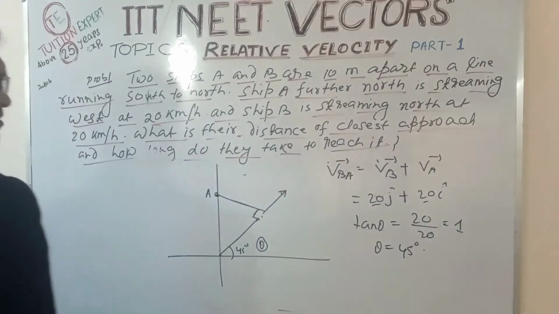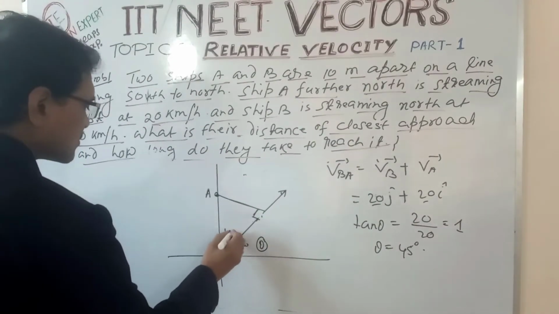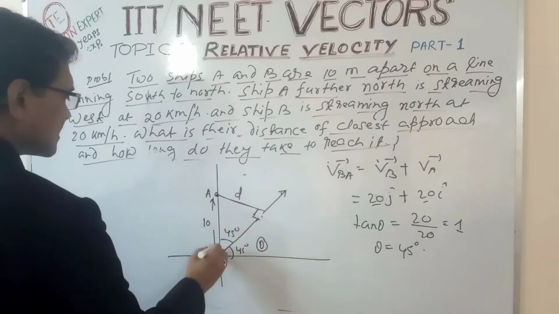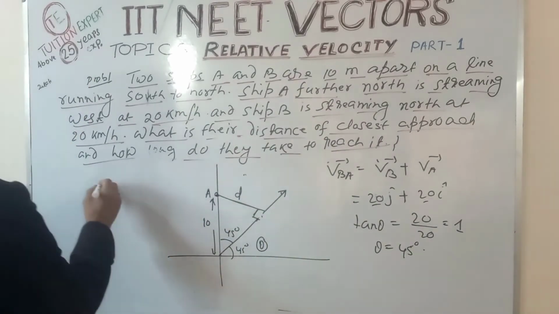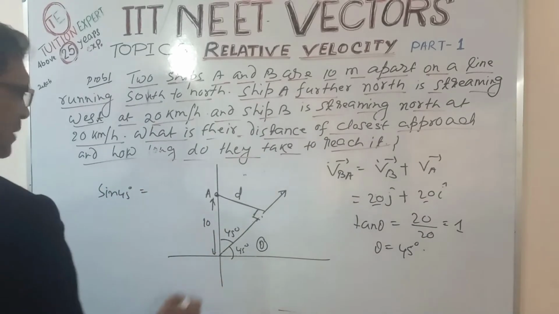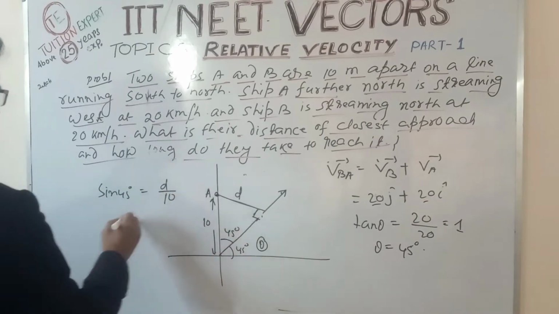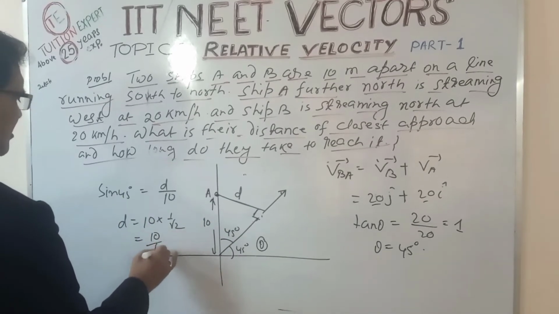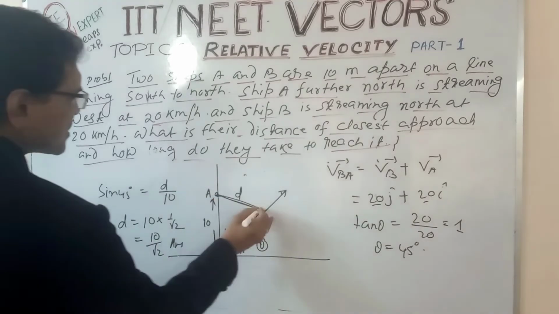Perpendicular distance. So this is the closest distance in 45 degree. This angle is 45 degree. So this is the distance D, and this is the length 10. So sine 45 degree equal to perpendicular by hypotenuse. So D equal to 10 by root 2. This is the answer. So closest distance will be this.